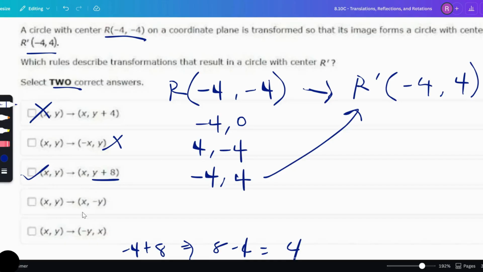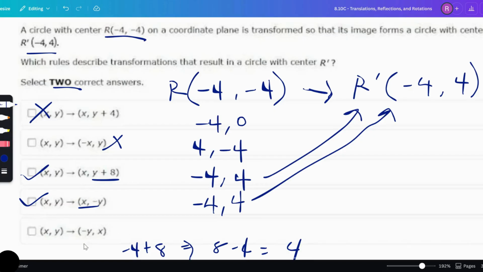Let's try the next one, x comma -y. So let's keep x, that's -4, and let's multiply y by negative. Negative times -4, because this y is negative, becomes 4. So this also gives R prime. So this is also correct.